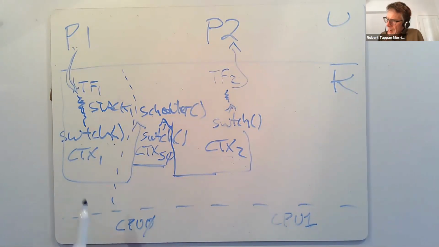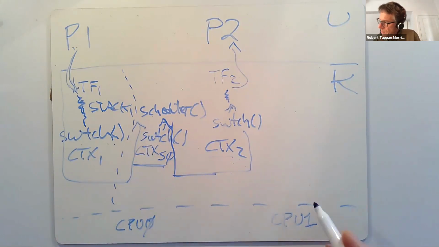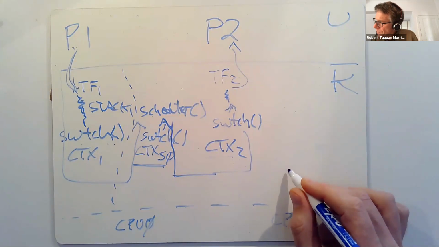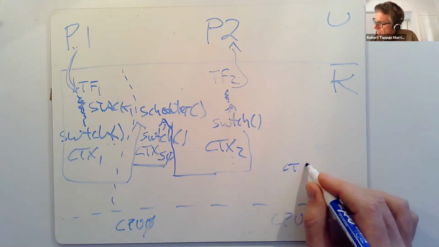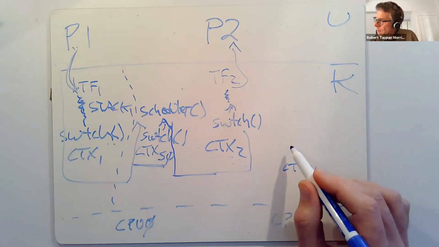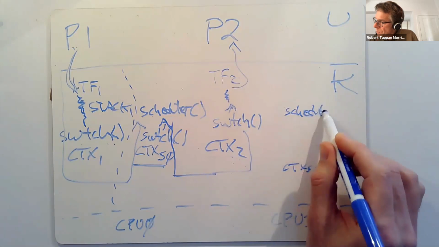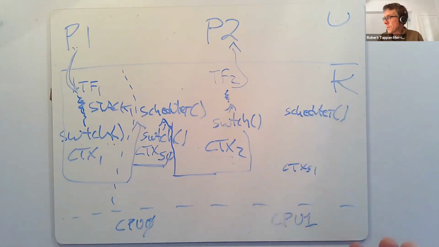And there's a separate scheduler thread for each CPU. So there'll also be a saved context for the scheduler thread for CPU 1 and a scheduler loop running on CPU 1. And whatever process, process 3 or something, is running on CPU 1, when it decides to give up the CPU, it'll switch into the scheduler thread for its CPU.